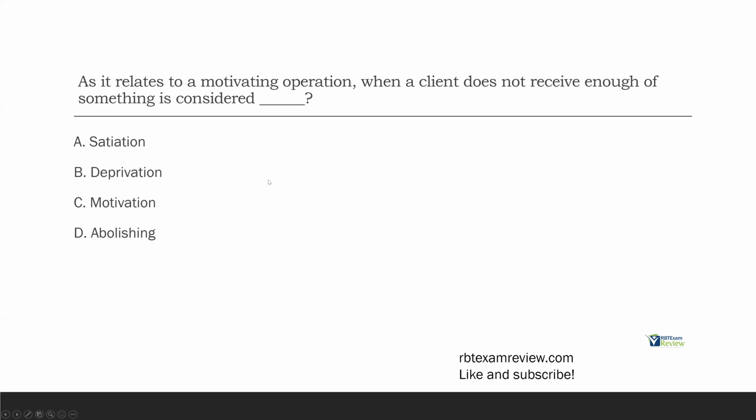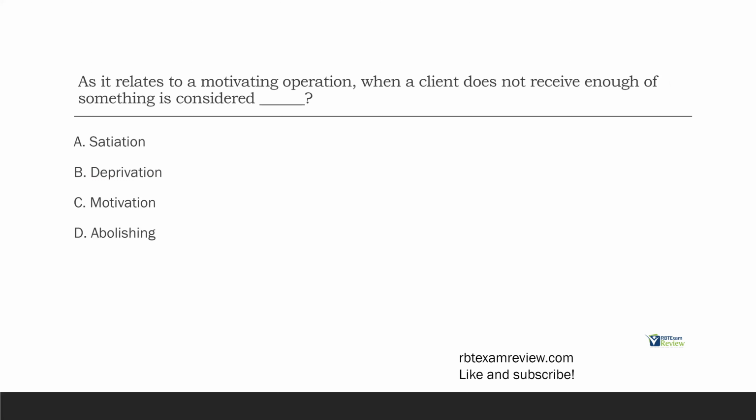As it relates to a motivating operation, when a client does not receive enough of something, it is considered what? So we have two primary words for motivating operations. Okay. This is how we manipulate motivating operations. We either satiate on something or we deprive of something.